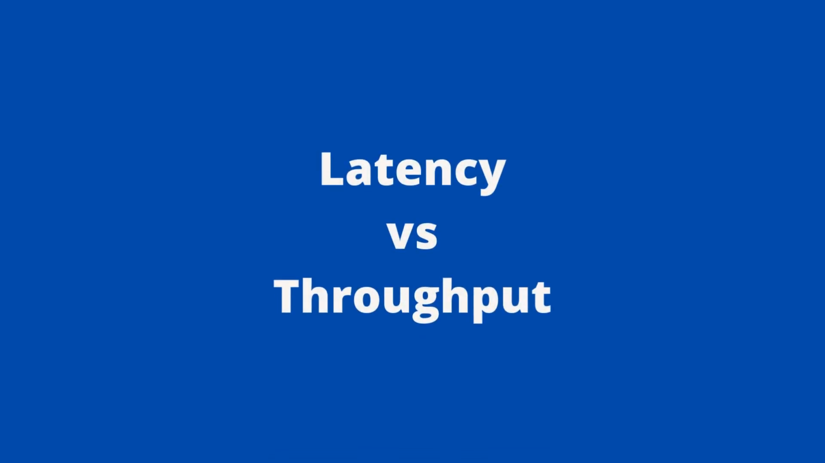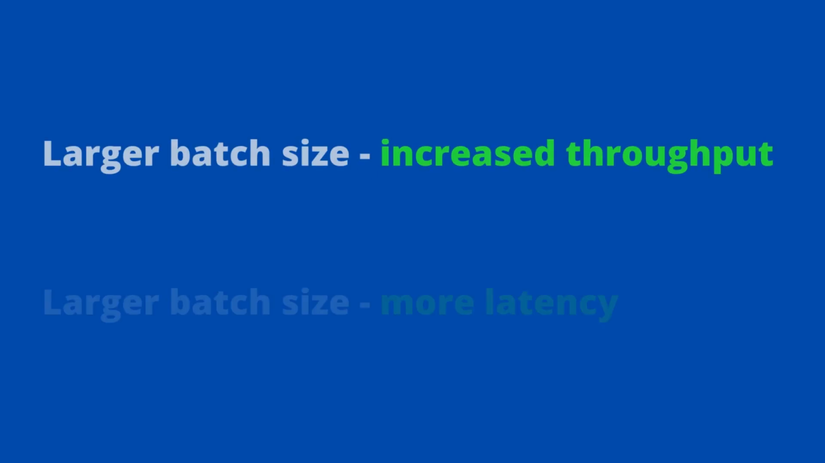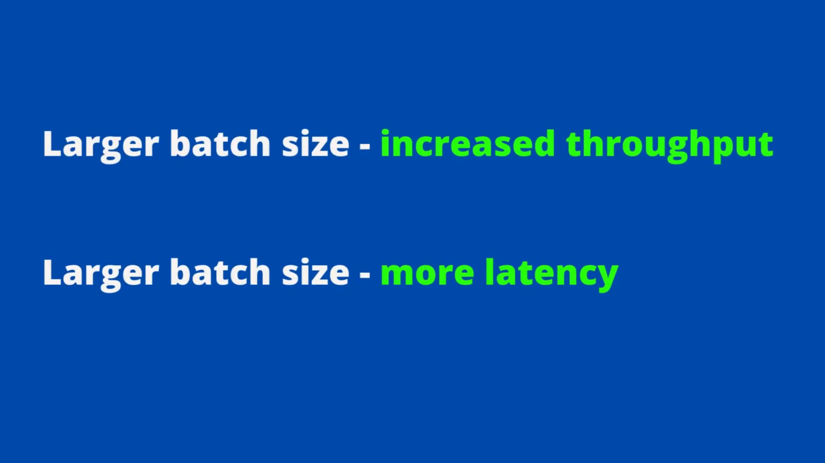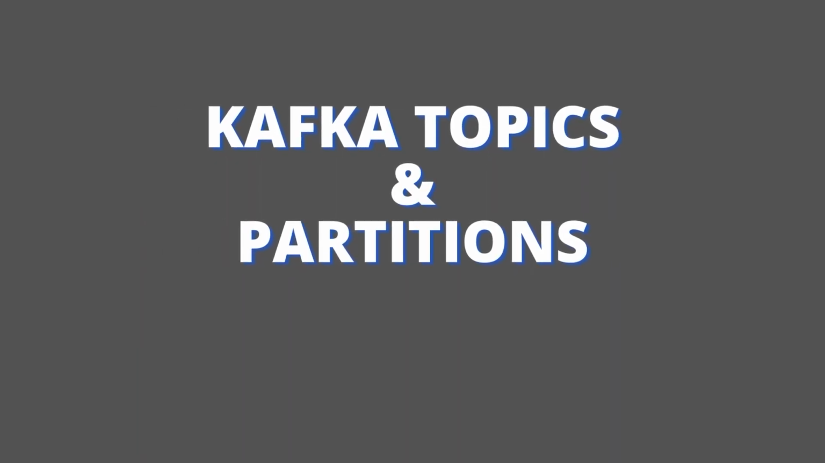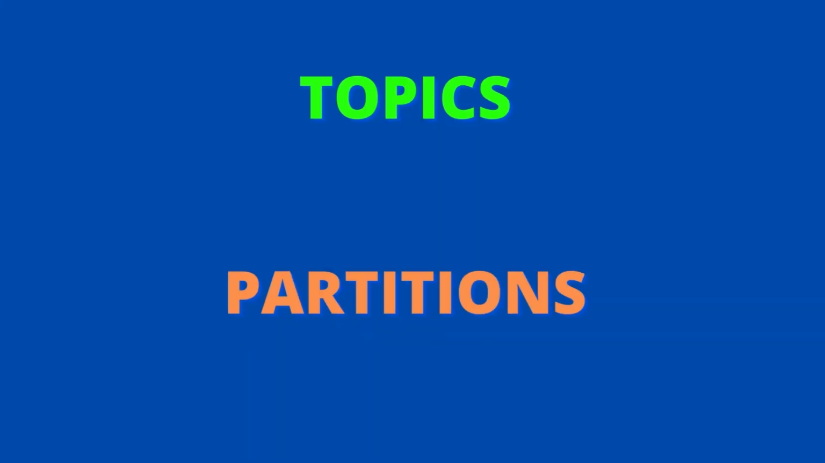Of course, using batches results in a trade-off between latency and throughput. A larger batch size means more messages per unit of time, or increased throughput. However, it also means longer latency for an individual message. The ideal batch size depends on your specific use case. So coming back to Kafka topics and partitions, they are probably the most important terms for Kafka developers. No Kafka introduction can happen without knowing about topics and partitions.